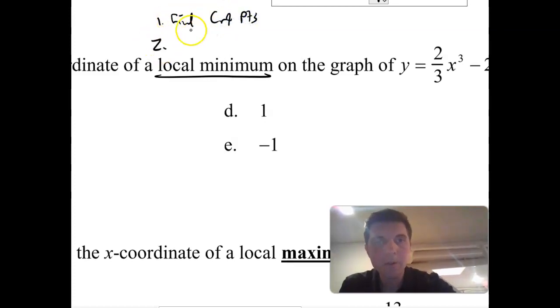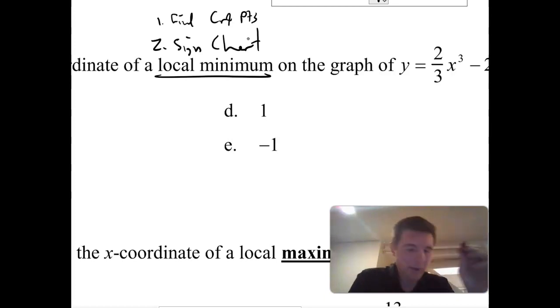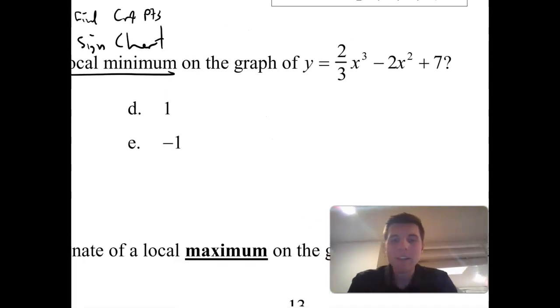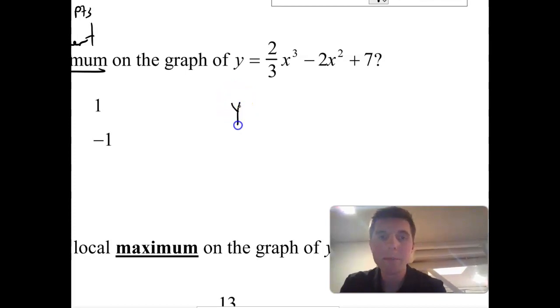And then step 2, make a sign chart. So again, I'm annotating all these. This is what I would do when I was taking the test. I would say, okay, what exactly do I have to do for this? Then go do it. I think labeling and naming those skills is really valuable, especially as we get into the year and we have so many different things we're trying to keep in our head. So, step 1, find the critical points.